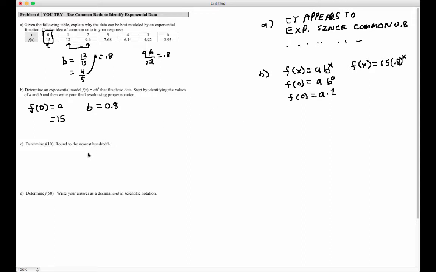So now that we know what our model is, they want us to determine a few values here. First off, they want us to tell them what f of 10 is equal to. So f of 10 is going to be, well, we plug that into our function here. So that's 15 times 0.8 raised to the 10th power. So let's go get our calculator out.